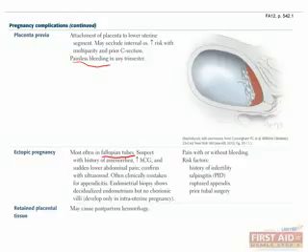Lastly, in terms of pregnancy complications, if some of the placental tissue does not make it out, it can cause postpartum hemorrhage and significant blood loss from the mother. Just something else to keep in mind.